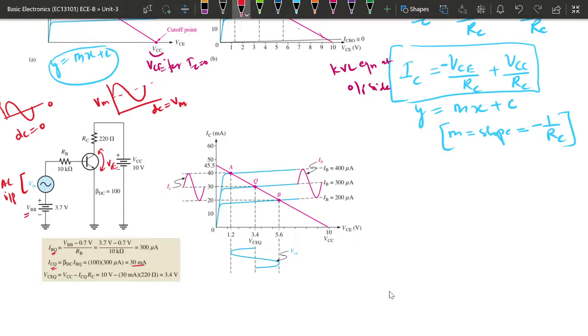So ICQ is 30 milliampere, and with respect to that the VC value is 3.4. So 3.4 and 30 milliampere will be the point called the operating point. So this 3.4 and 30 milliampere, VCE and IC, will be deciding the operating point. At this operating point we are having the base current, that is 300 microampere.